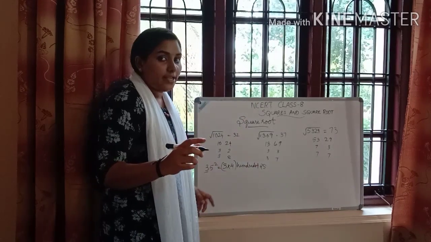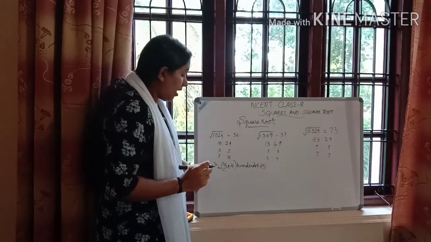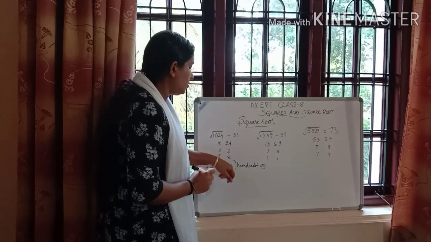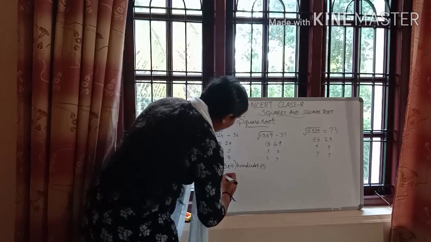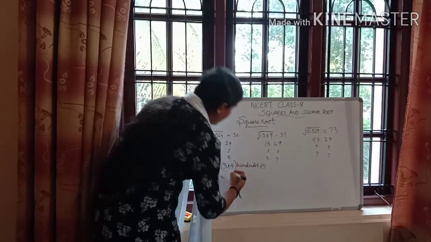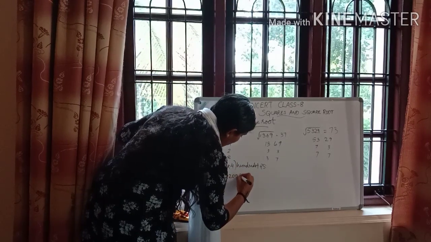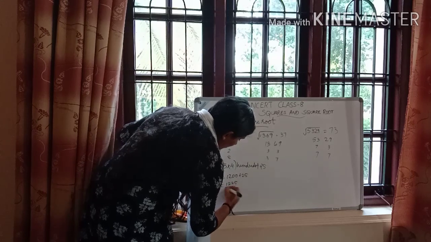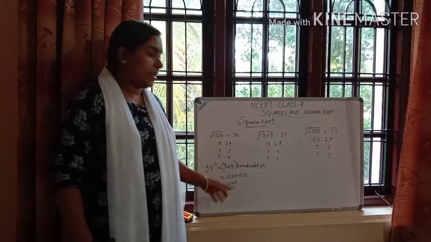You all studied expansion, right? I am also applying expansion in 35 square. Okay, 3 into 4 hundreds plus 25. That is 3 into 4 gives 12, 12 hundreds, 1200, plus 25. That is 1225. The answer is 1225.